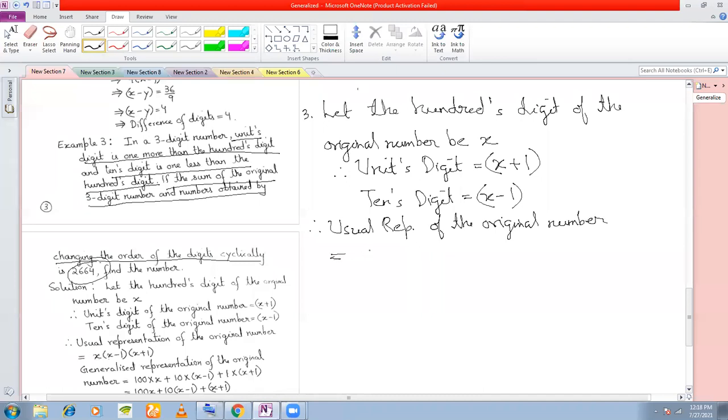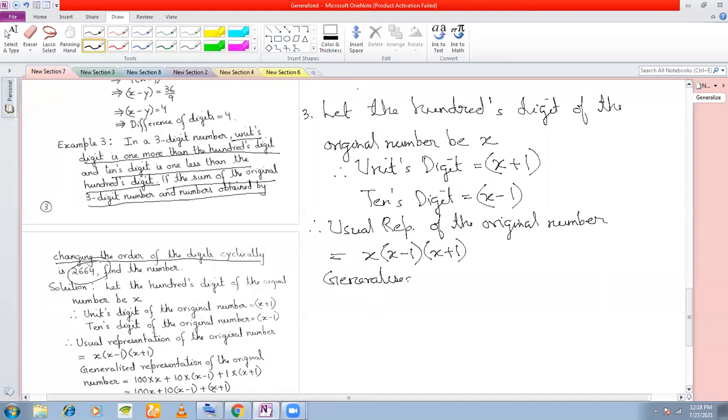What is the usual representation? First we write the hundreds digit, right? What is the hundreds digit? x. Then we write the tens digit. What is the tens digit? x minus 1. And what is the units digit? x plus 1. So this is the usual representation of the original number. We write this in generalized representation.